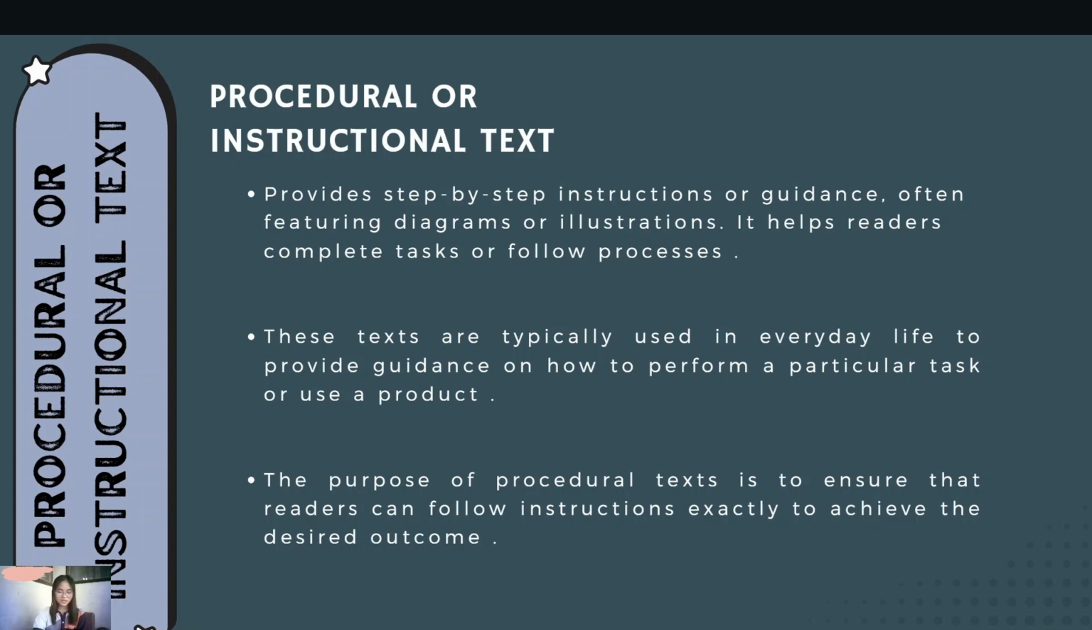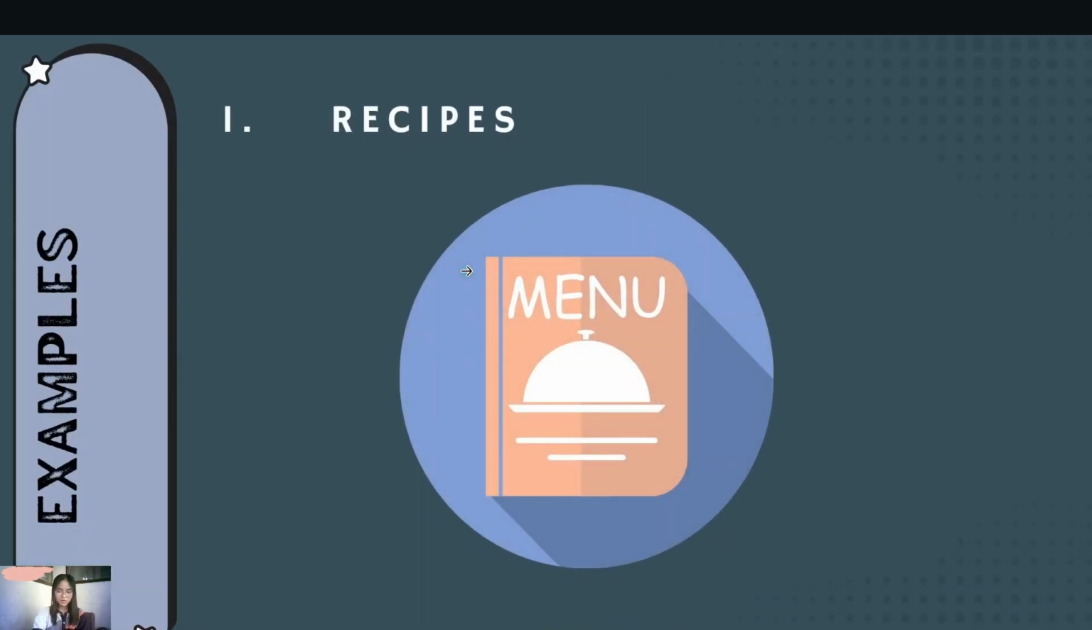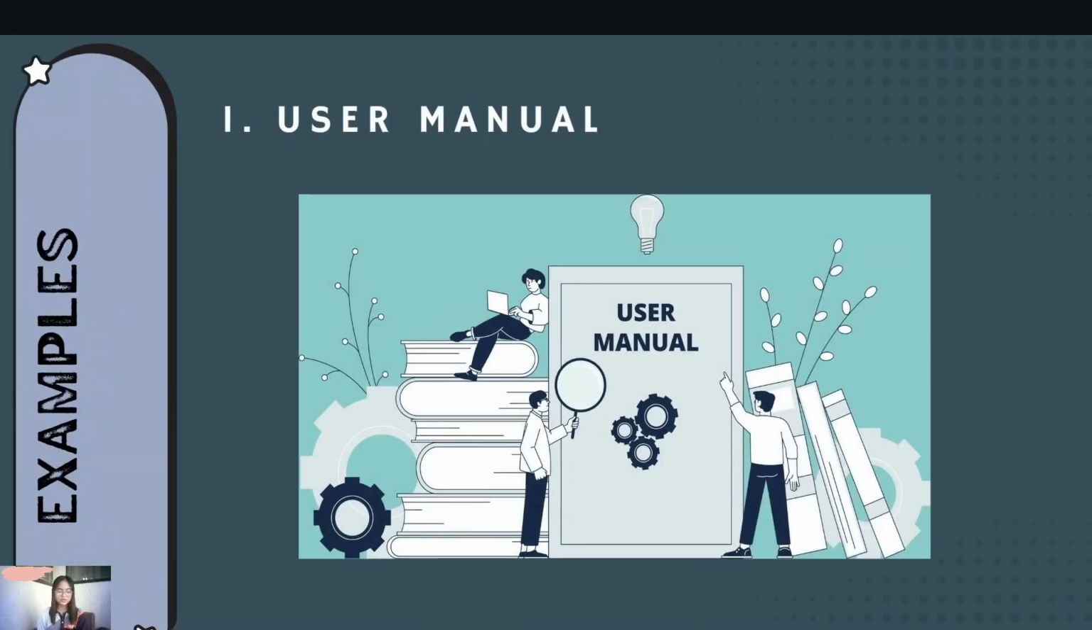Procedural texts are commonly found in recipes, user manuals, guides, and assembly instructions. The goal is to guide the reader through the task efficiently, making it simple to replicate the process or complete the activity successfully.